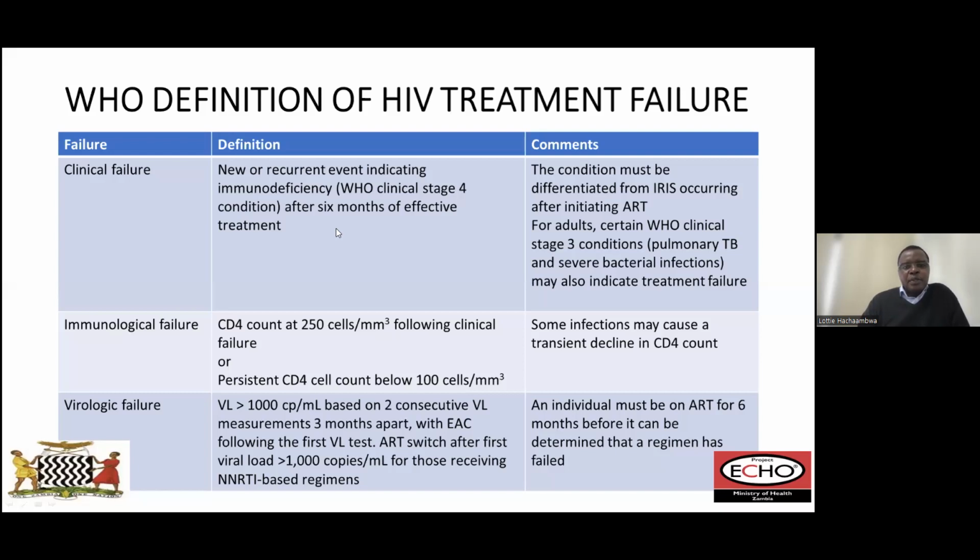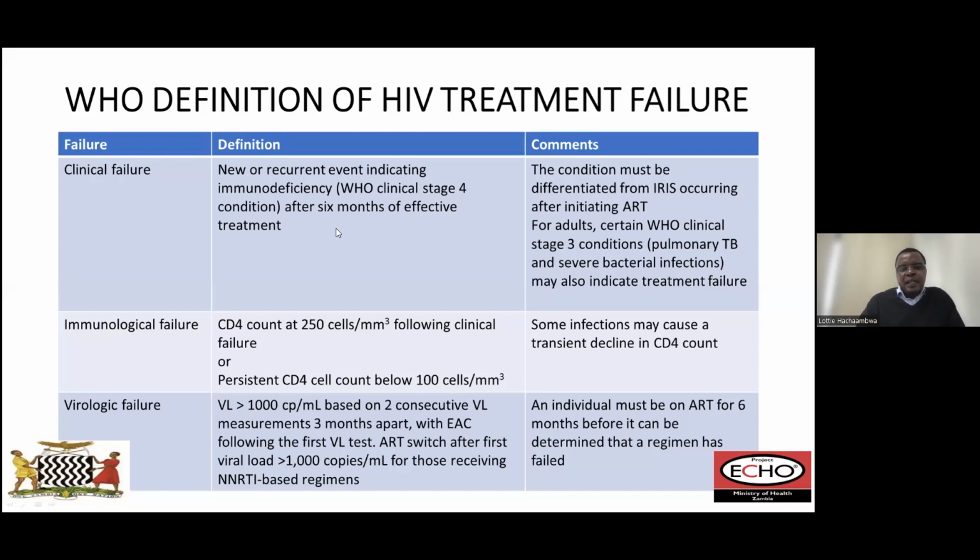So the main one that we use is virologic failure, which is defined as a viral load more than 1,000 copies per ml based on 2 consecutive viral load measurements, which are done 3 months apart with enhanced adherence counseling after the first viral load. So you do a viral load, it's high, and then you do EAC, and then you repeat it. If it's still high and it's above 1,000, that's virologic failure.